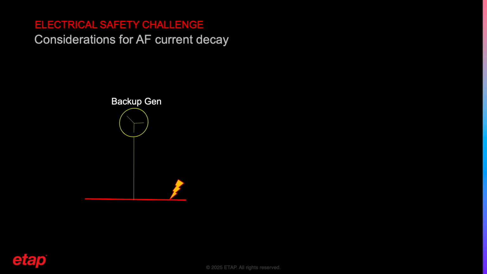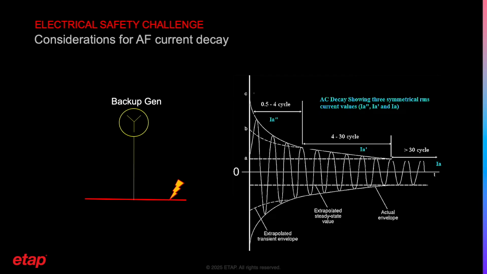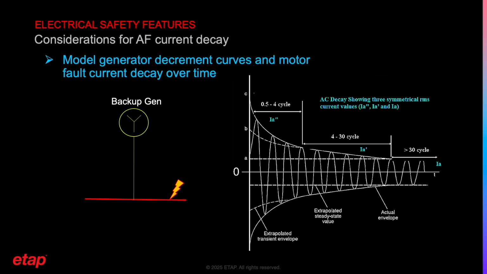Another challenge commonly faced is the analysis of fault locations near generators, which requires a detailed analysis to consider the significant fault current decay present. ETAP addresses this by supporting the option to model generator decrement curves and motor fault current decay over time to improve accuracy in the arc flash analysis.